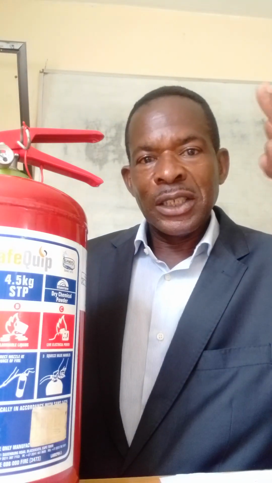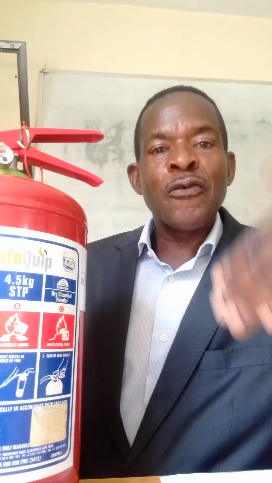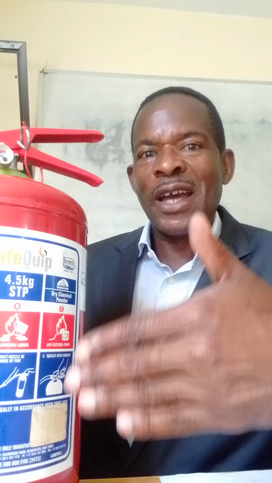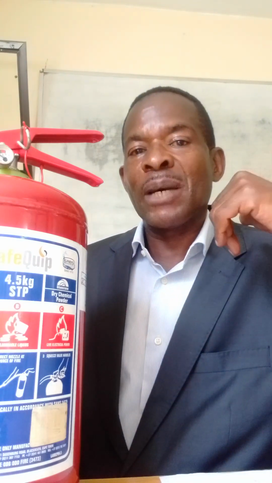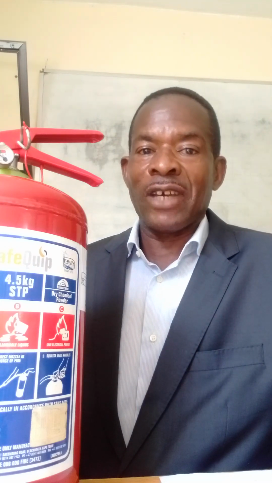So first one is ensure assistance is available. Why? Because maybe you will fail. You won't be able to stand with the fire. You won't be able to fight it alone. So you must always have somebody to back you up. That's why they say always ensure assistance is available.